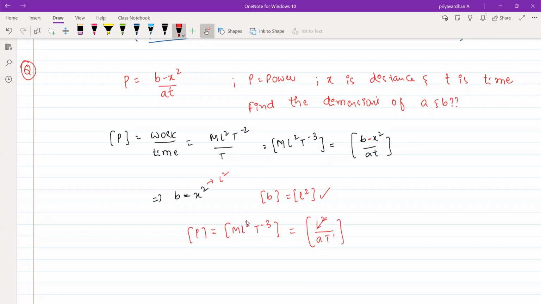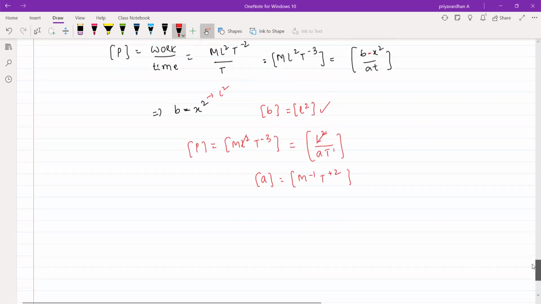Okay, L square and L square is gone. A you can directly write as M power minus 1 T power minus 2. Just a minute, T power plus 2 will come. Clear, everyone? M T power minus 2 equal to A. Good. Correct, Parbiju. These are your questions.